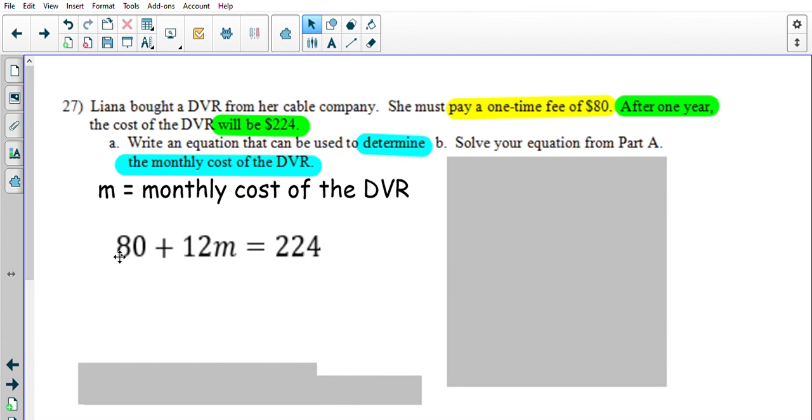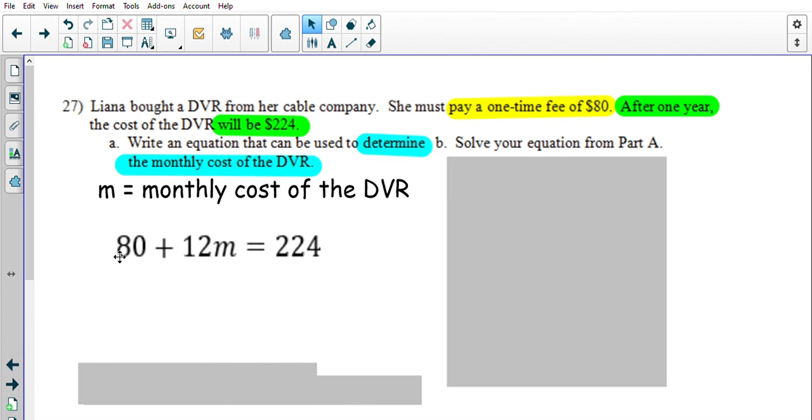And anytime it says a one-time fee, a lot of times it'll say a one-time fee of something, and you'll just add that on. That won't be per month or anything like that. Flat fee, that's the word that I was thinking of. We saw that in a performance task earlier this year.